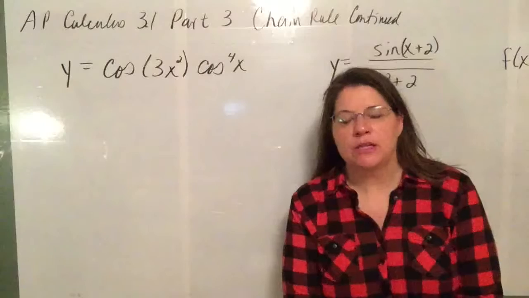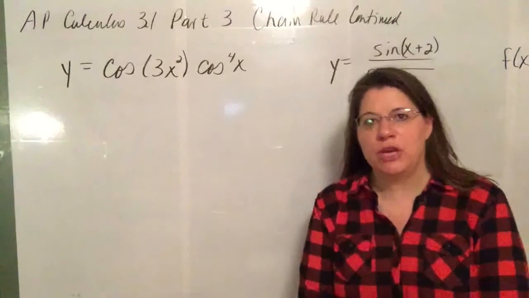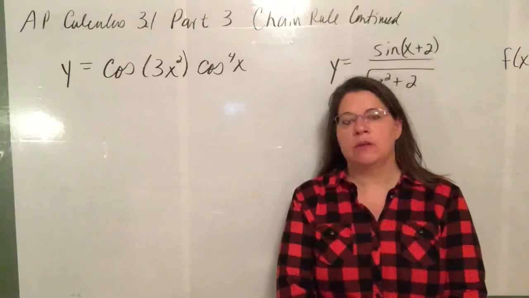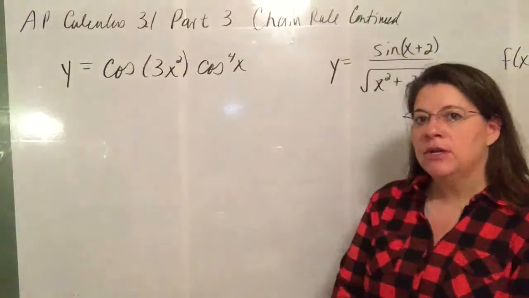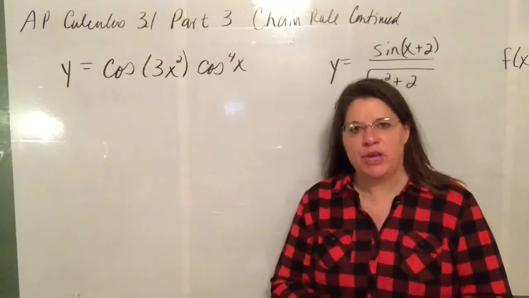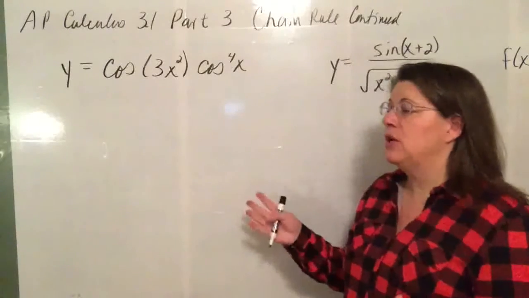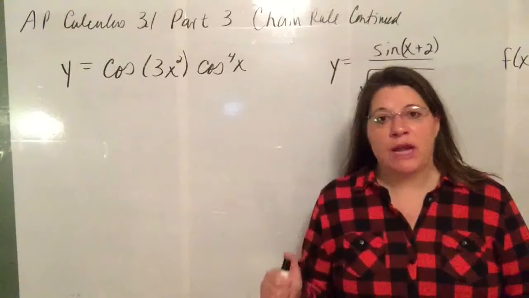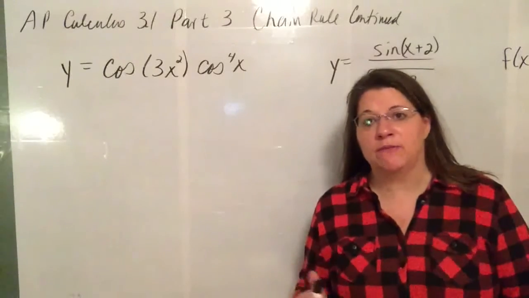This is AP Calculus 3.1, continued. We're still going to be working with the chain rule. In this section, we're going to put some chain rule operations together to make sure you understand how the product rule, the quotient rule, and the chain rule can all work together in the same problems. So we're just going to do some examples here. The directions for all of these are going to be to find the derivative of the given function.